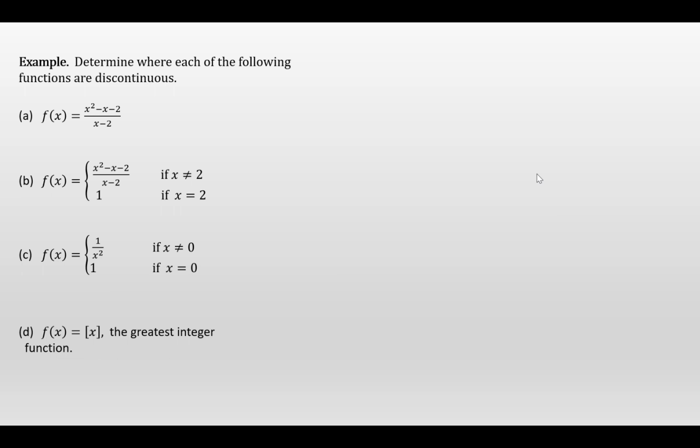Let's look at an example. Determine where each of the following functions are discontinuous. We have 4 different functions. Let's look at them one by one. First, question A. We have a rational function, therefore, by the theorem we just learned, it is continuous everywhere except when the denominator is 0. Therefore, continuous everywhere except when x is equal to 2.